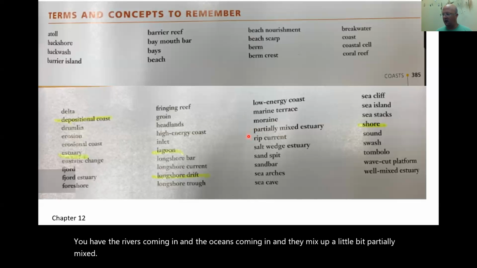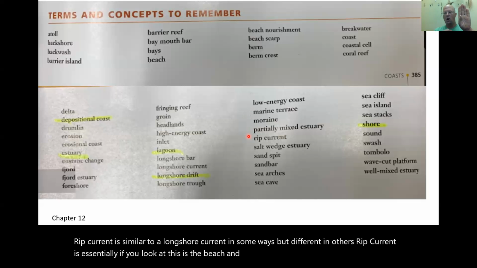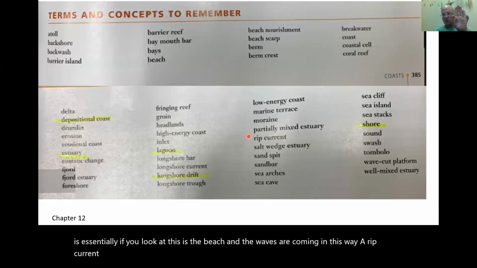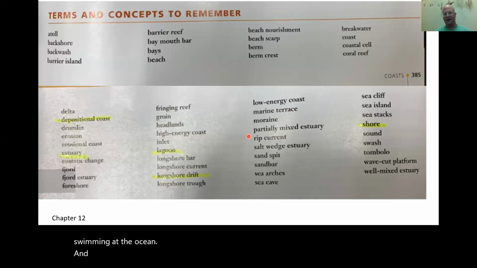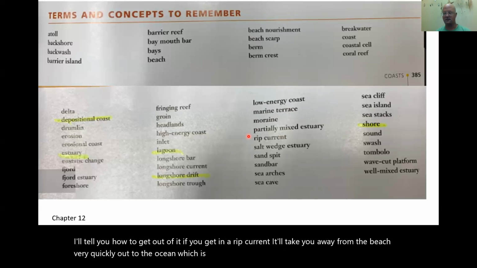Rip current is similar to a longshore current in some ways, but it's different in others. A rip current is essentially, if you look at this is the beach and the waves are coming in this way, a current that goes out very strong from the beach to the ocean. So if you're swimming at the ocean and you're paddling around and this has happened to me and it's very dangerous. I'll tell you how to get out of it. If you get in a rip current, it'll take you away from the beach very quickly out to the ocean, which is kind of scary, right? Because you're swimming and you can't move anywhere.